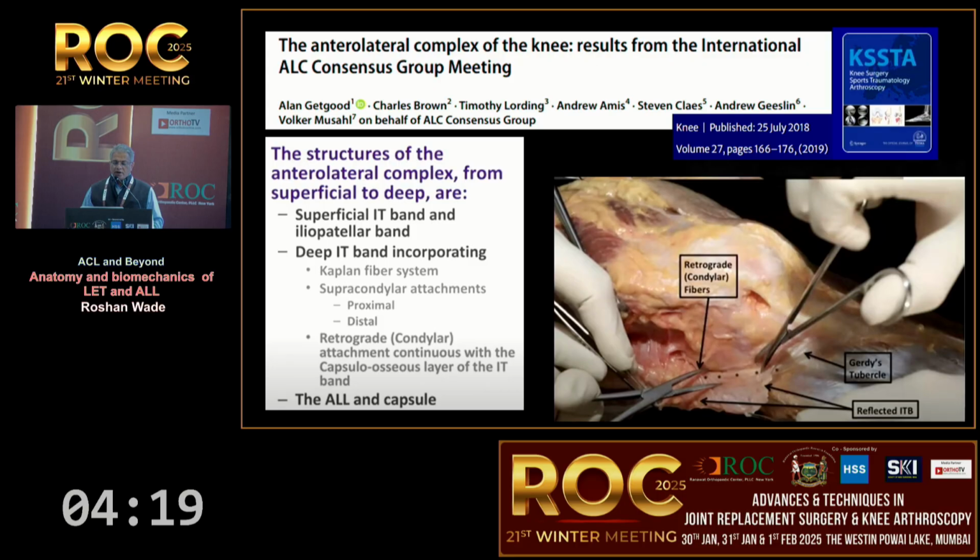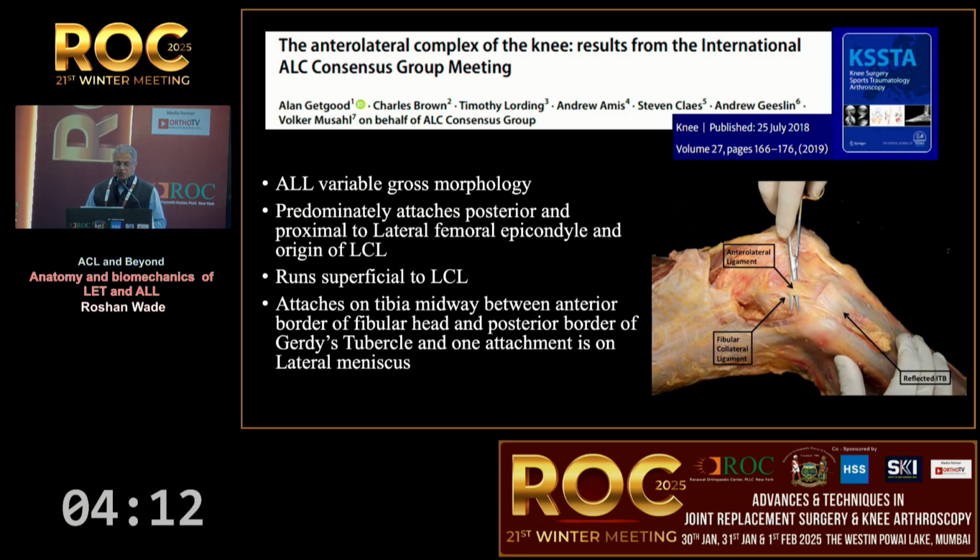If you see the work by Andrew Amis and the group, they say it's a deep structure, whereas Sonnery-Cottet says it's a superficial structure. There is a study by Alan Goodwin, again from the ALC group, which says that the ALL ligament goes superficial to the lateral collateral ligament and attaches midway between the fibula head and the Gerdy's tubercle. So the tibial attachment is very common here, not debatable.